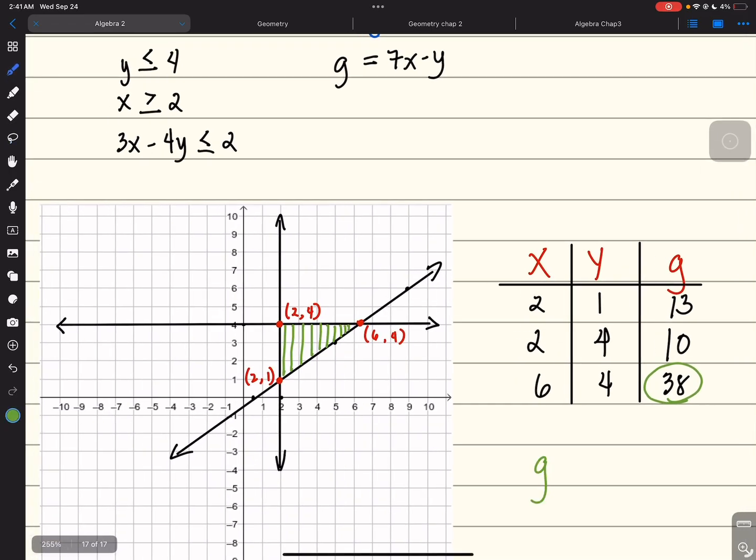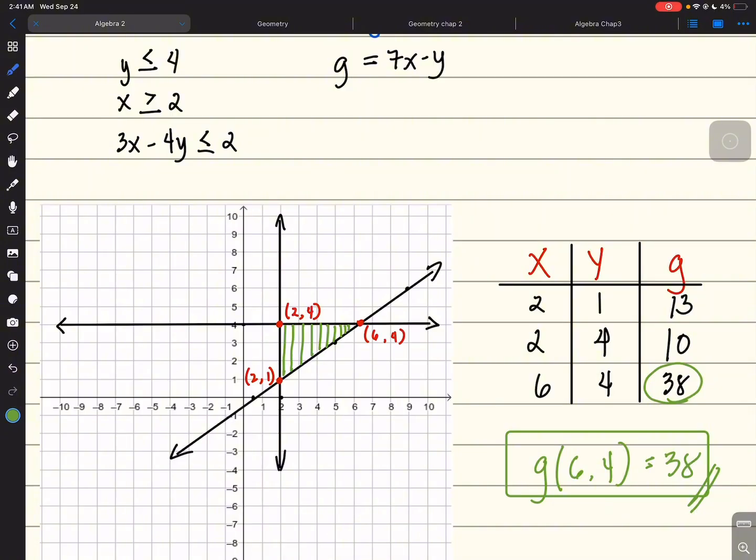So g, open and close parenthesis, so that is what? 6 and 4 equals 38. That is our answer. Okay?